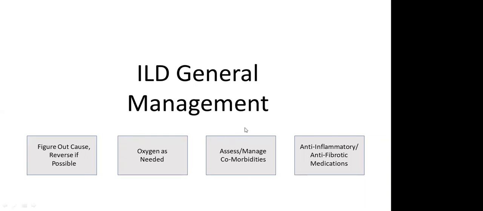Manage their comorbidities. So a lot of times someone might have ILD, but on top of that, they're also aspirating or something like that that's clouding the picture, making it worse. So we want to deal with that. And then give specific medications if indicated.